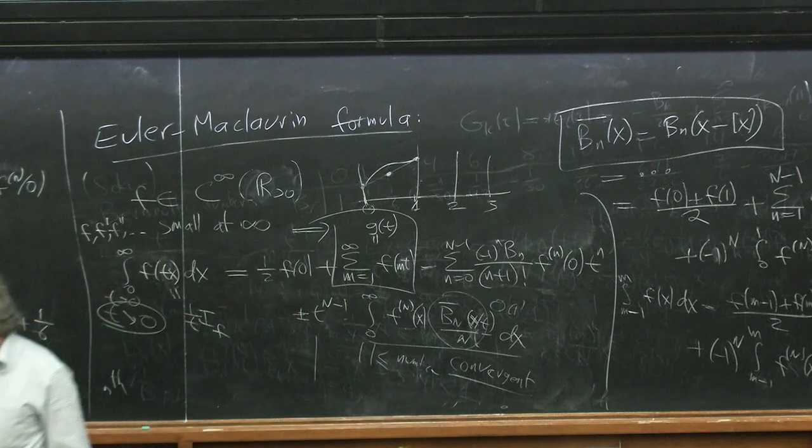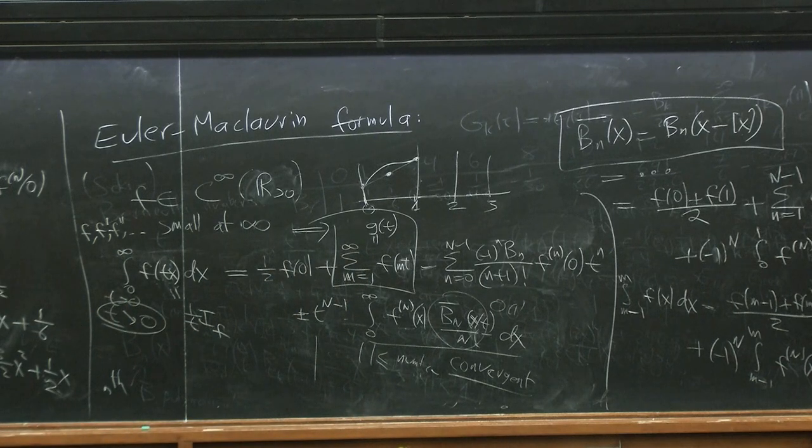And here I have t to the n minus 1, it may be t to the n plus 1, who knows? But you see that as n gets larger, I'm not saying anything converges, but you get more and more terms, and so this is an asymptotic expansion. That completes the proof.